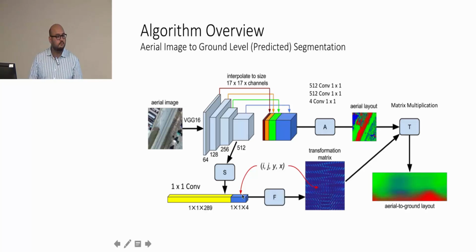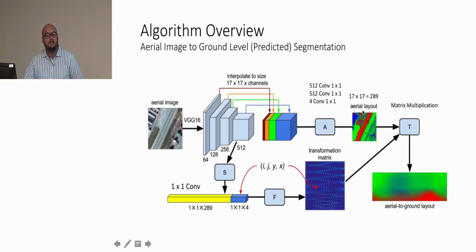So, just abstractly, ij is a coordinate of the aerial layout, and yx is the corresponding coordinate of the ground level layout. Yeah, so that's the idea. What are these things? These are different dimensions.